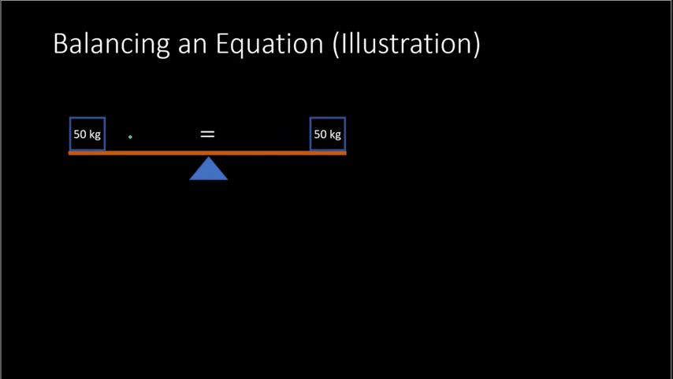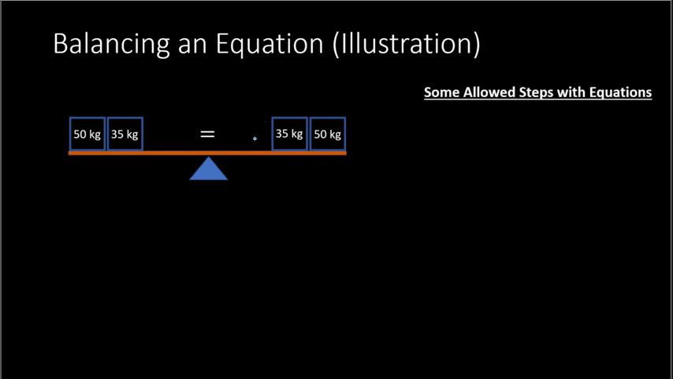Now, we could add another weight on this left side. Let's say we add 35 kilograms. To keep it balanced, we must also add 35 kilograms to this other side. So we can add the same amount to both sides to keep the teeter-totter balanced. Same idea with an equation. We can add something to both sides of an equation, and the equation would still be true, or balanced. So one thing that's allowed when solving equations is that we can add the same value to both sides.